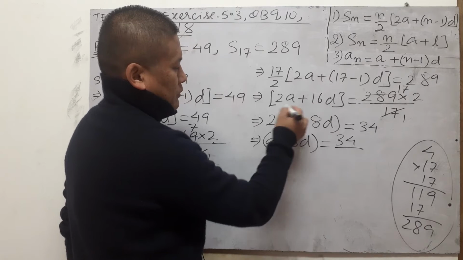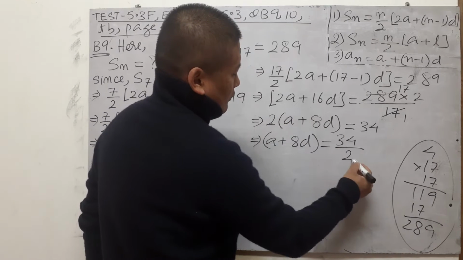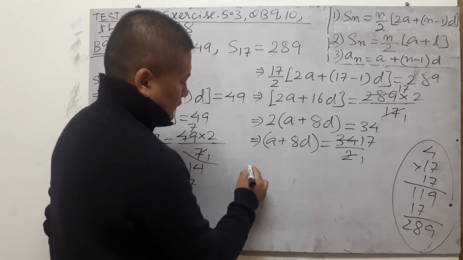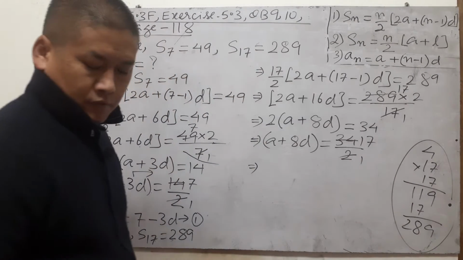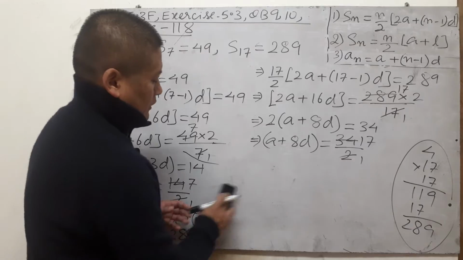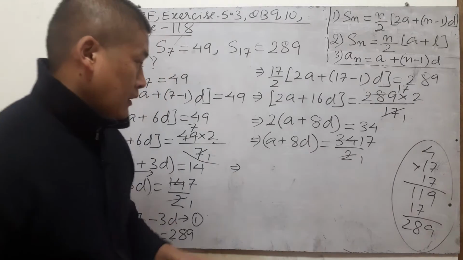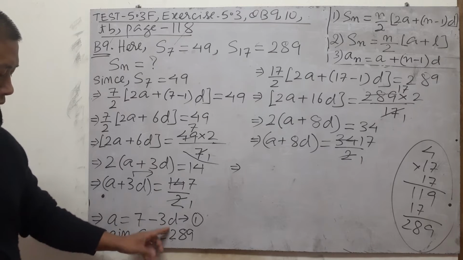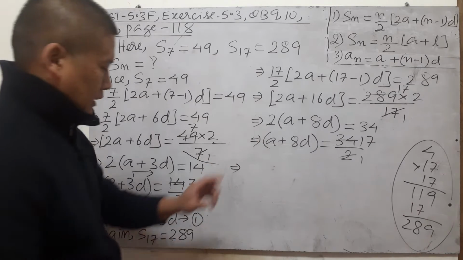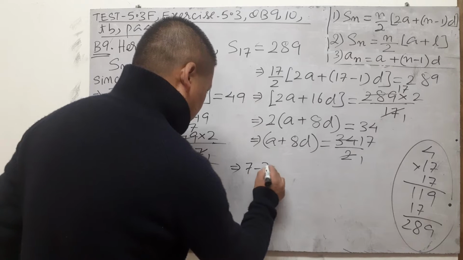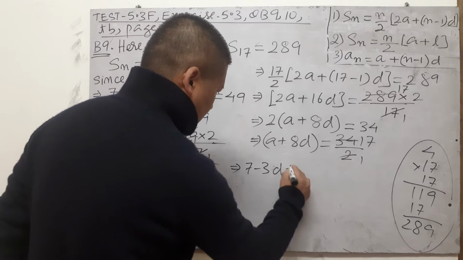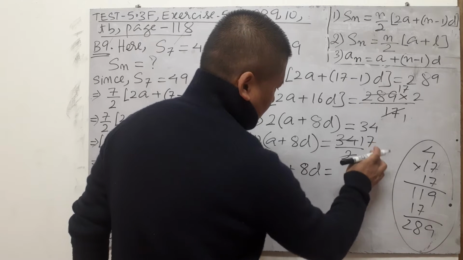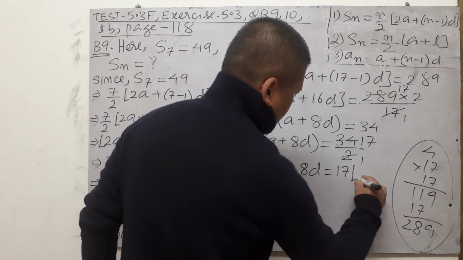Why we took out this common factor 2 is we can shift it to the right side to go to the denominator and cancel this. 2 ones are 2. 2 into 17, 34. Now observe this carefully here. So this a value is found out in equation 1, a equal to 7 minus 3d. We can therefore replace this a. So 7 minus 3d replaces a, plus 8d is equal to 17 by 1 is 17.